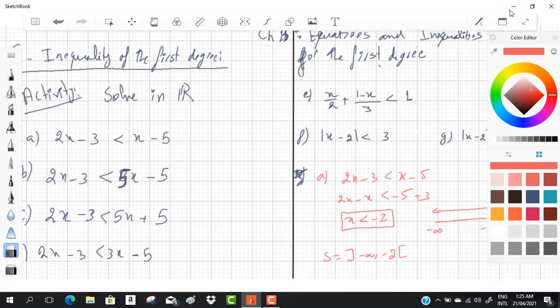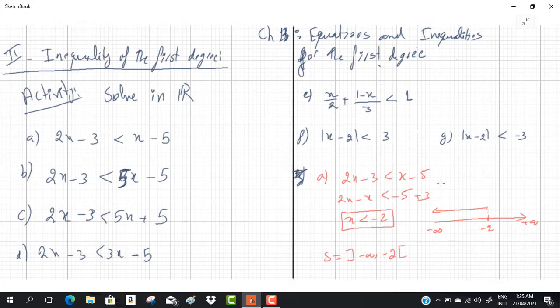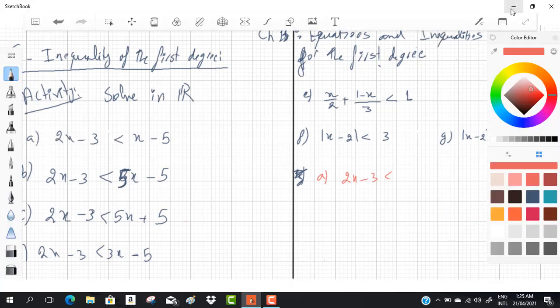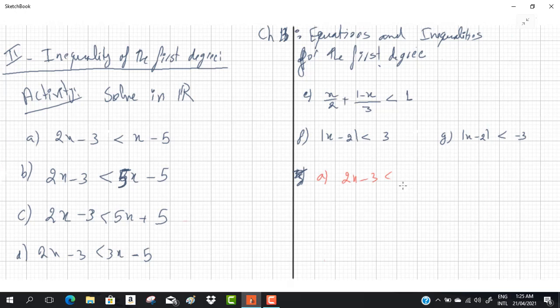Part B, 2x minus 3 less than 5x minus 5. Then 2x minus 5x less than minus 5 plus 3. Minus 3x less than minus 2.